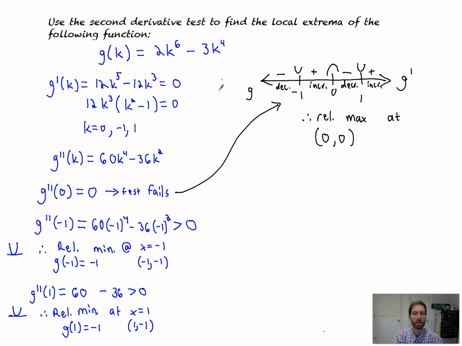I would much rather have just done that. You find the same conclusions. But again, I think it's important to know this test, understand how it works and why it works, and see that it does fail when the second derivative is 0, and then you have to rely on the first derivative test anyway. All right, but know this and know it conceptually. Don't memorize it. That's all I got for you here. I'll see you in the next one.